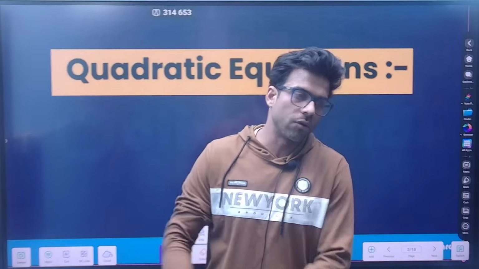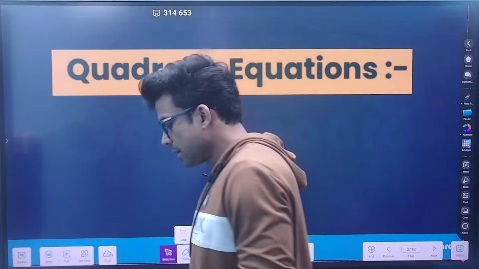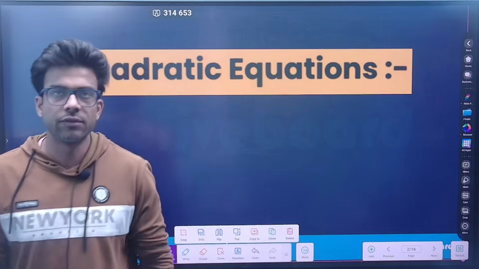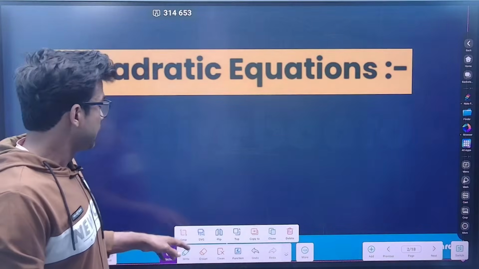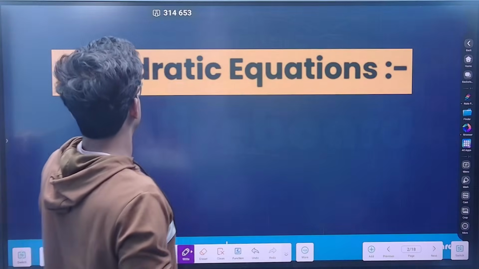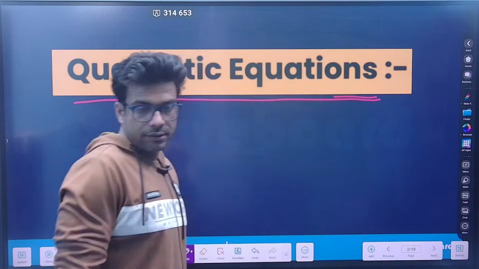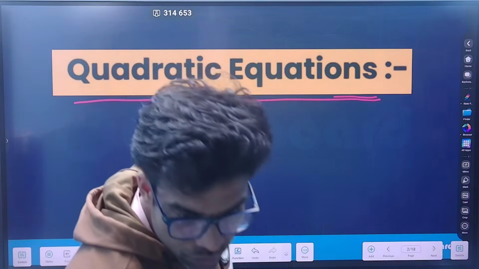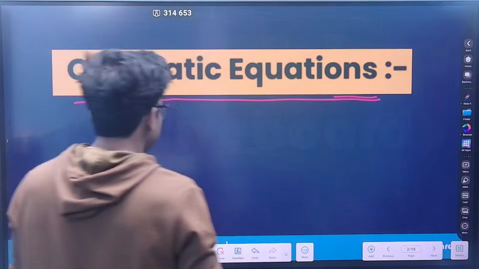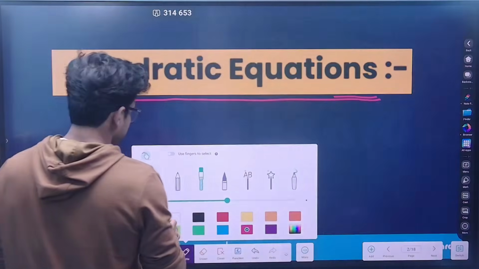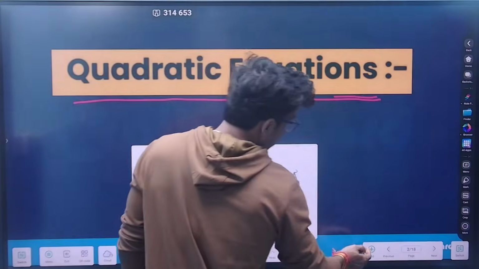This is a class on quadratic equations, again one of the very important sections of banking exams. If you want to give any bank exam, there is a portion where they ask questions from quadratic equations, right? So, guys, I would be guiding you in 2 to 3 parts.